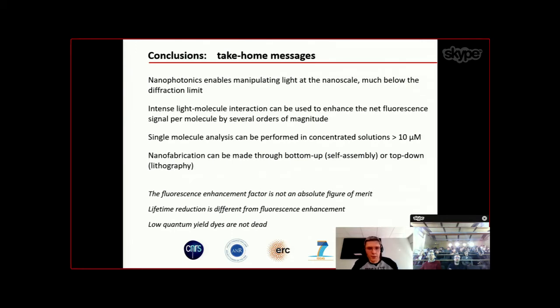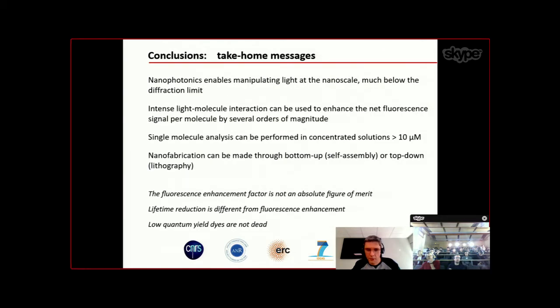And finally, some other extra messages. Don't compare fluorescence enhancement factors. There is no race in fluorescence enhancement. This is so dependent on the initial quantum yield that you use, it's difficult to compare. Okay, so don't believe it if people tell you a fluorescence enhancement of 100,000-fold. Okay, it depends on the setup that you use. What counts is the net photon flux. Don't confuse lifetime reduction and fluorescence enhancement, obviously.